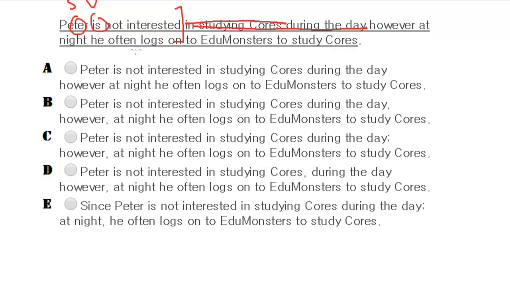However, at night, he often logs on to Edgemonsters to study cores, right? And this one is really simple because there's already a sentence over here, and this is an independent clause, right? And there's another independent clause over here. He logs on, right? You could take out the often. It's just an adverb. He logs on. So it's another sentence, and there's no comma over here. It's simply a run-on, right? It's two sentences that are just combined.